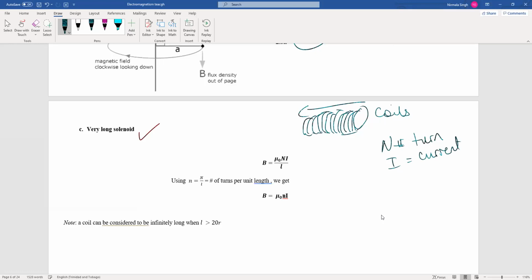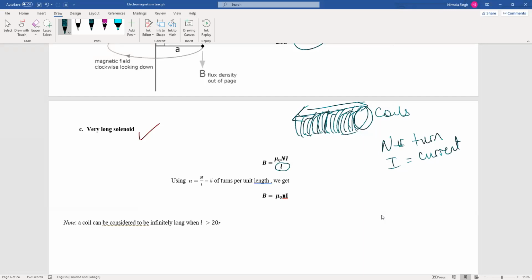And L here is going to be the length of your conductor. So what it's going to look at is the more coils we have in a length, right? If you have a lot of coils in a long length, you're going to end up getting a certain amount of magnetic field happening. So we have a term to learn here.